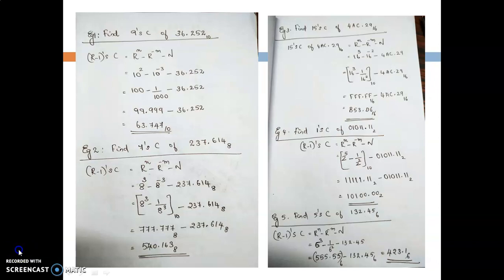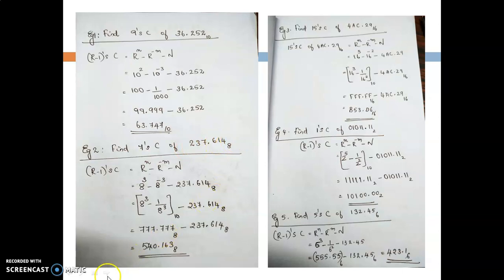Okay, this is where we stopped in the last video. If you want to find the r minus 1's complement of a particular number, just subtract that number from the biggest possible number in that number system. For example, to find the 9's complement of 36.252, subtract it from the biggest possible number, which is 9 in base 10. In base 10, the maximum possible digit is 9, so it is 999.999 minus 36.252. Similarly, for 7's complement, it is 777.777 minus this number. Okay, that we have seen in the last video.